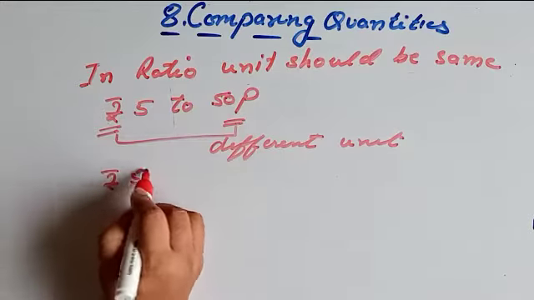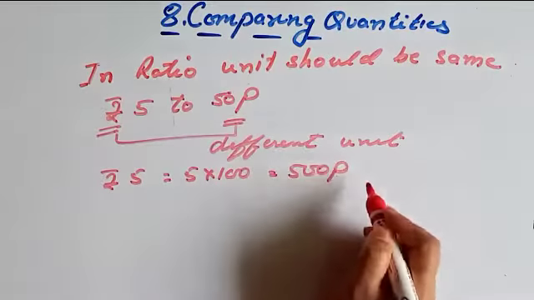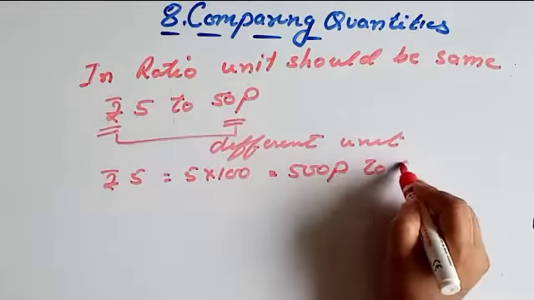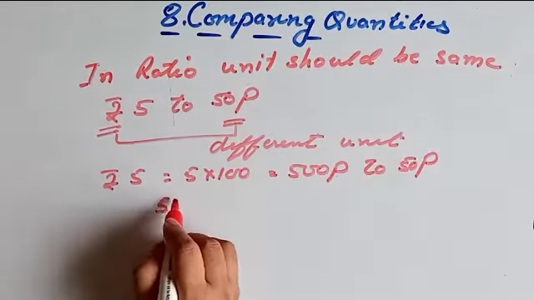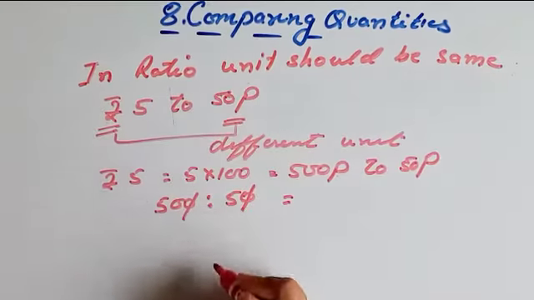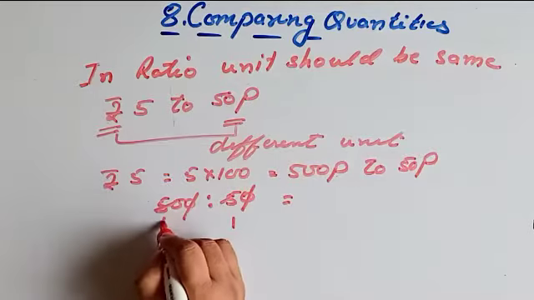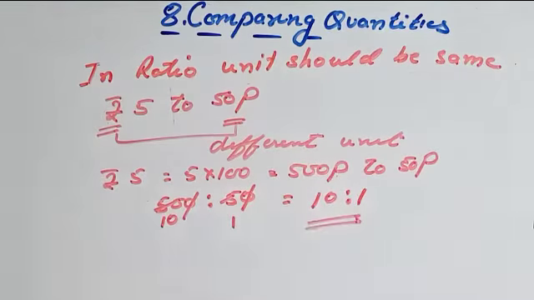So ₹5 will be converted into paise, so it will be 500 paise. Now we have 500 paise to 50 paise. Now both the units are the same, so we can compare. We can write this ratio this way: dividing by 50, 500 is 10 times, 50 is 1 time. So the ratio will be 10:1.